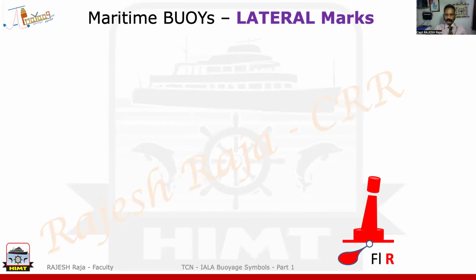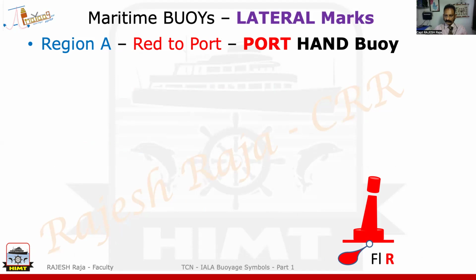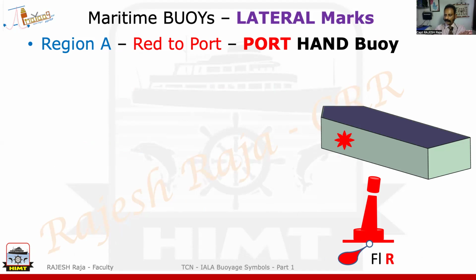As I said, I'm going to talk about only region A right now, which means red to port, and I'm going to start with a port hand buoy. The word port hand buoy means you should have it on your port hand when a vessel sails. So I'm just giving you a vessel. Let us say the vessel is moving away from this buoy. So you can see this buoy has been kept on the port side. So you should leave it on the port side.